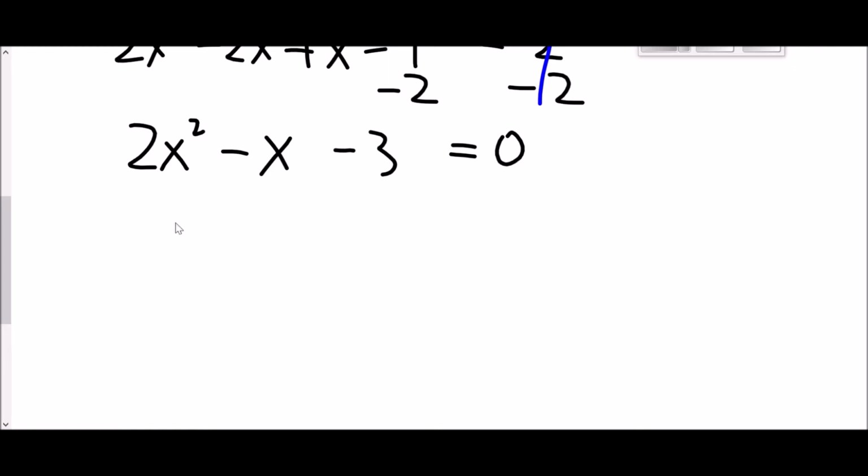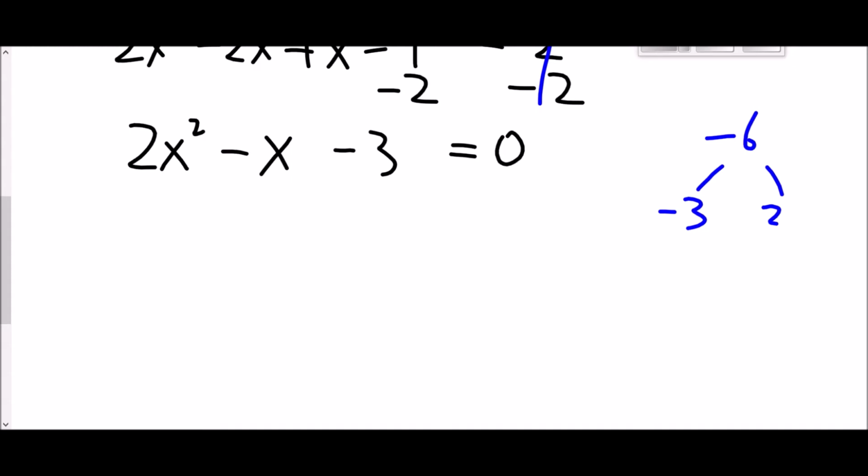Because it doesn't matter which way you do, your answer should be the same as what you're going to see here. So since the coefficient is not 1, you cannot do this. Nope, it doesn't work out. So look at the first number, the coefficient of the square term, which is 2. Look at the constant term, -3. 2 times -3 gives you -6. So find two numbers that multiply to -6 and add to -1. So I hope you see that it would be negative 3 and 2.